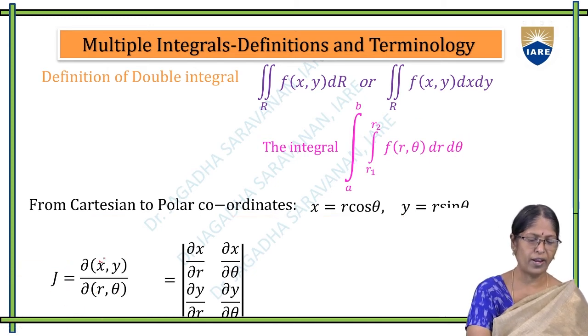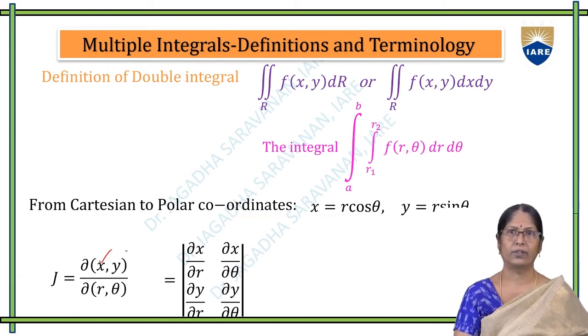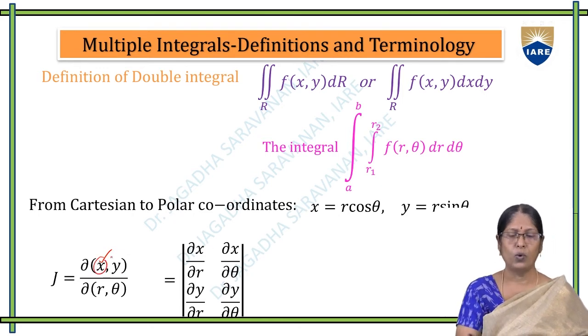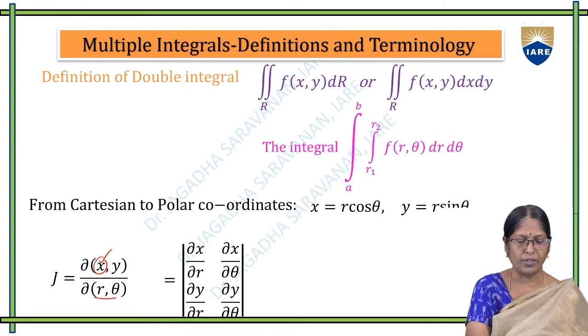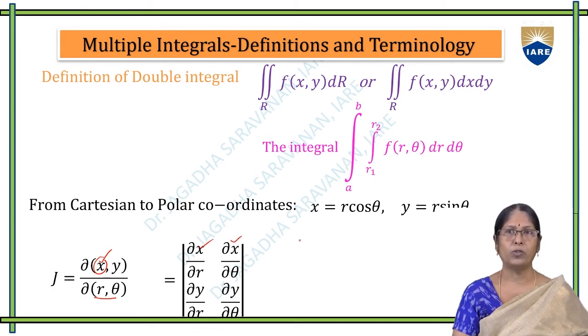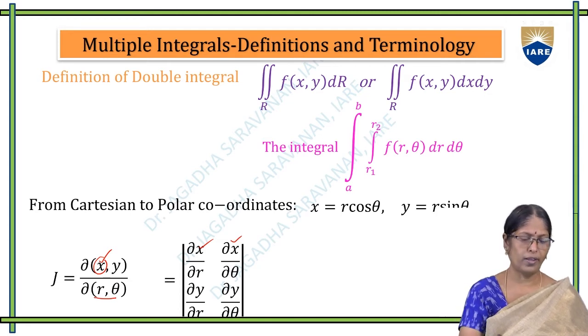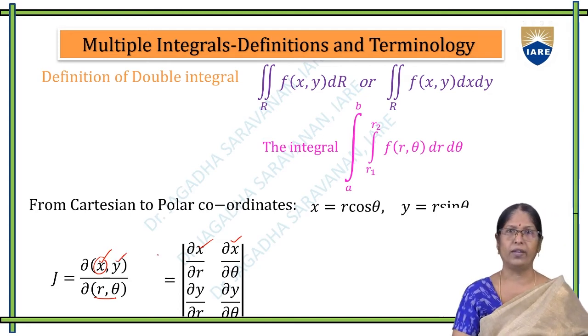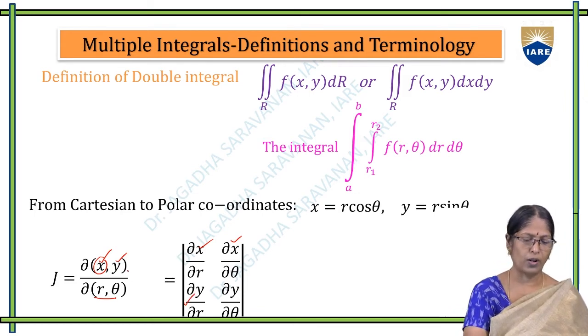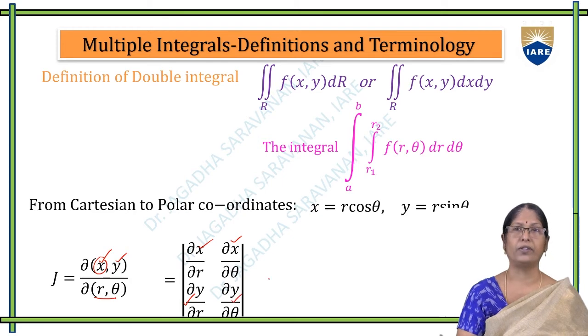So we have taken x. Here we can now say it. X we have taken. We completed this with r and theta. So dou x by dou r, dou x by dou theta. So the next one is here, y is there. Then dou y by dou r, dou y by dou theta.